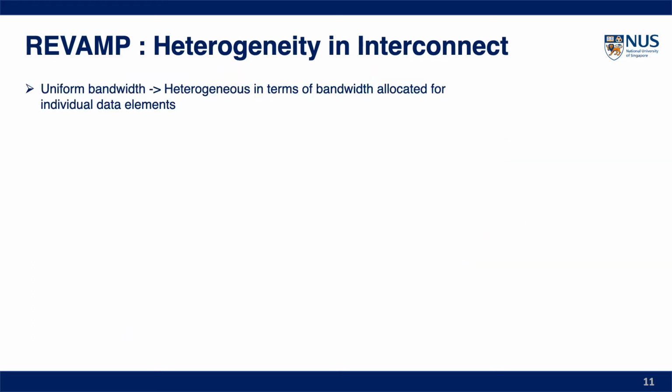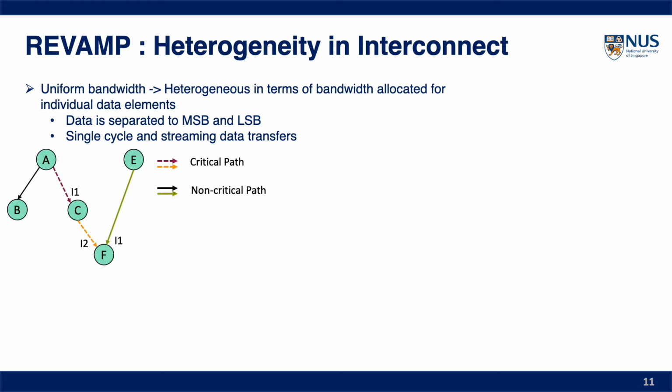In a heterogeneous bit-width setting, we can diversify the bandwidth allocated for data transfers. Since the external data path bit-width is half, we slice the data elements into LSB and MSB. We can have single-cycle data transfers as well as 2-cycle streaming data transfers. Let's see an example. Consider the data flow graph shown here with critical and non-critical edges highlighted. Assume the CGRA has 4 PEs arranged in a mesh.